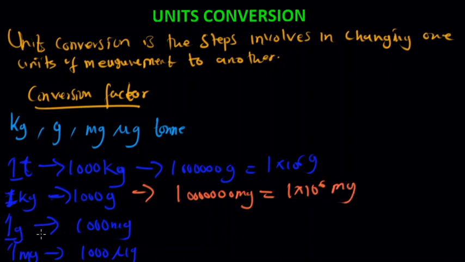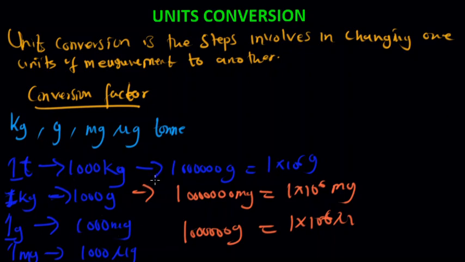And then we can do the same. So 1 gram in terms of microgram. So we have 1 million, which will be equal to 1 times 10 exponent 6 microgram. Good. So these are a few units of mass, and then the conversion factor.